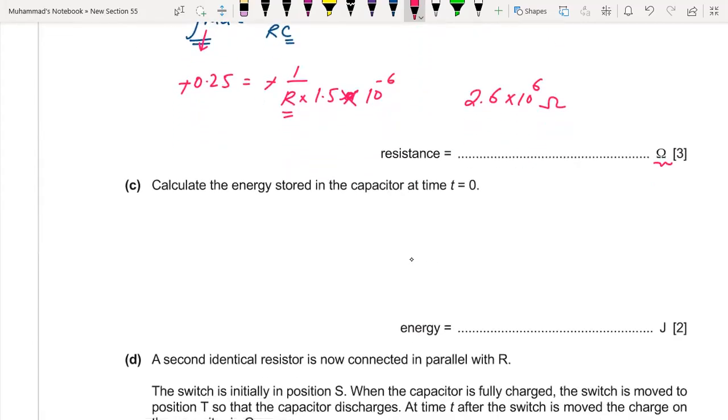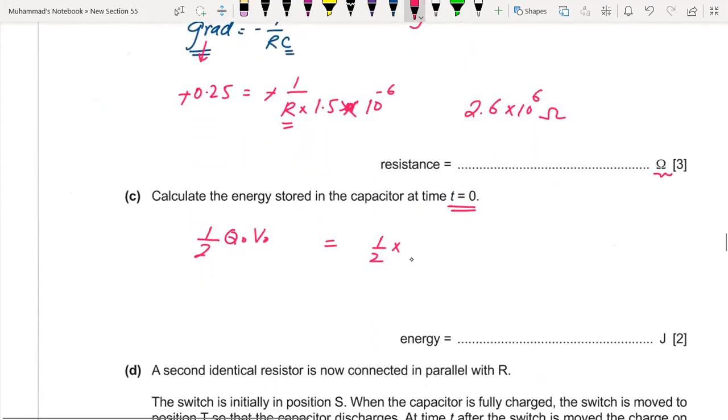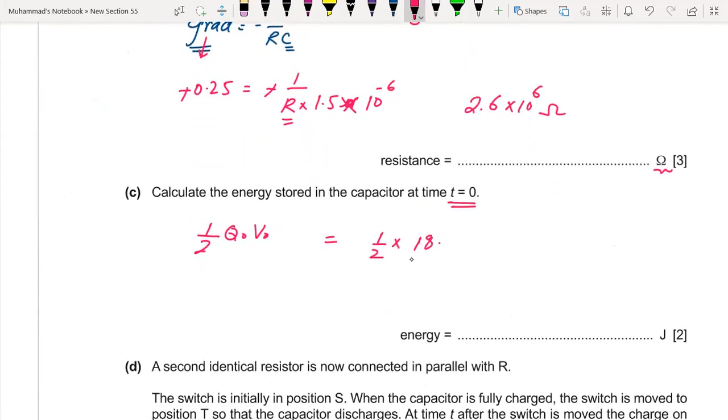Calculate the energy stored in the capacitor. You know that at time t equal to 0, the formula of energy is 1 by 2 Q naught V naught, that is QV. We know the initial charge, that we have calculated in the previous part, 18.2 microcoulomb, into 10 to the power minus 6, times 12, the initial voltage. So 1.1 times 10 to the power minus 4 joule.